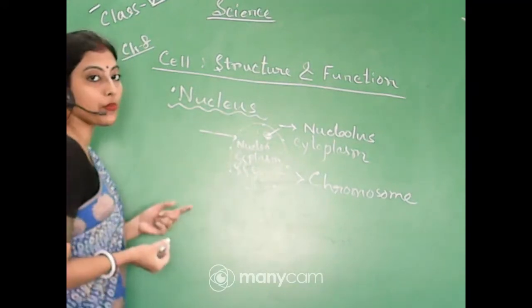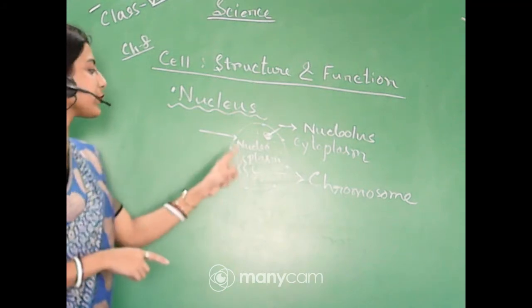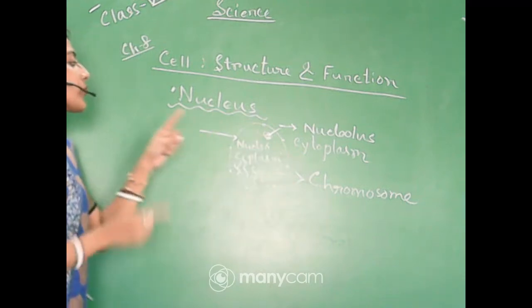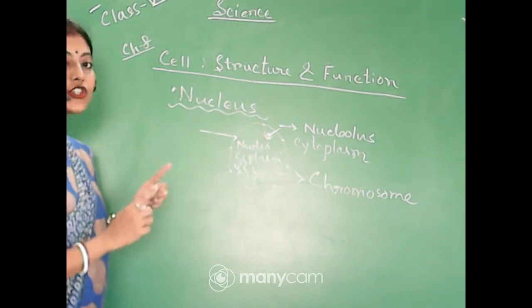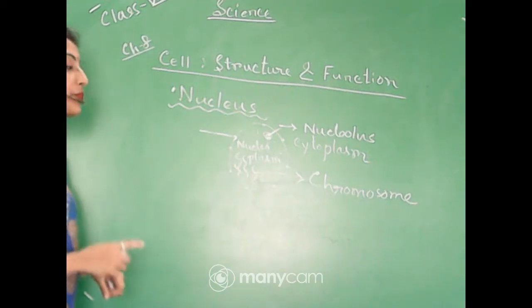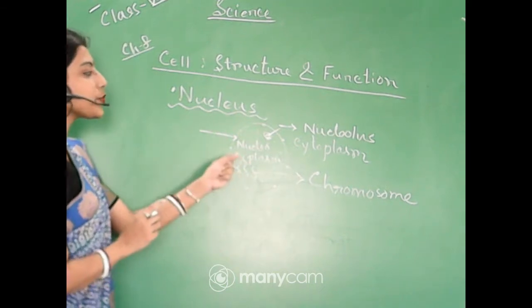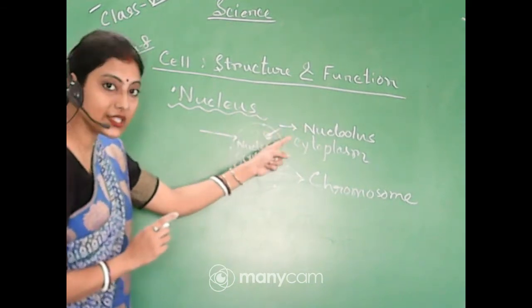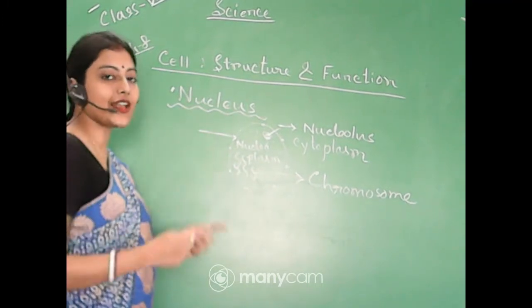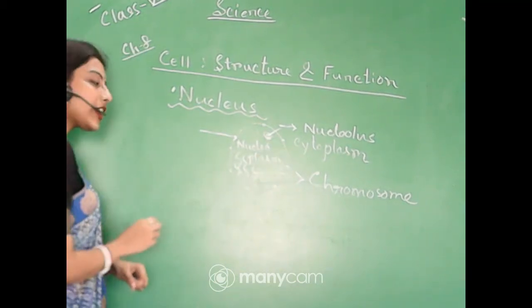This nuclear membrane allows the exchange of material between the inside material, that is the nucleoplasm, and the outside material, that is the cytoplasm. So these nuclear pores allow the exchange between the materials of the nucleoplasm and the cytoplasm. Okay, and in the inner portion of the nucleus we can see a dense portion which is known as the nucleolus, and other than the nucleolus there are some thread-like structures also present which are known as the chromosomes. Okay, is this clear to you?